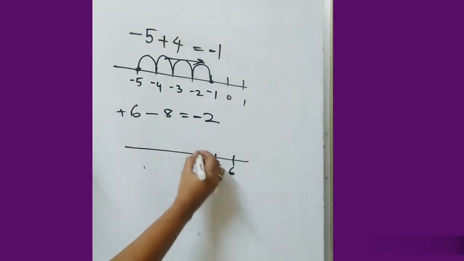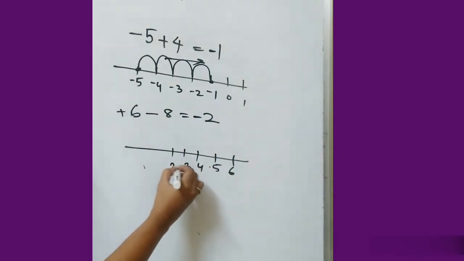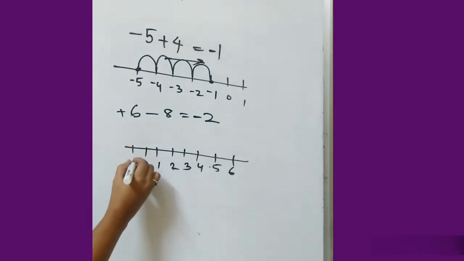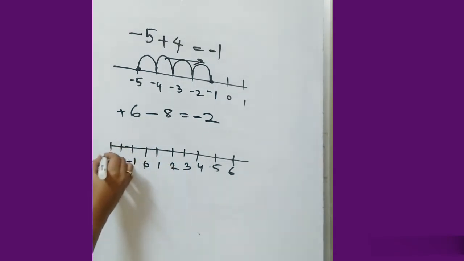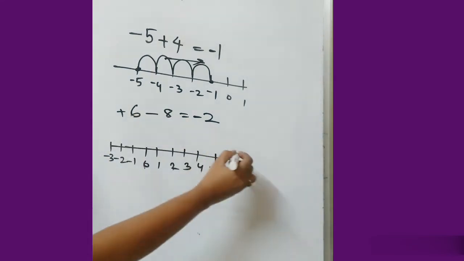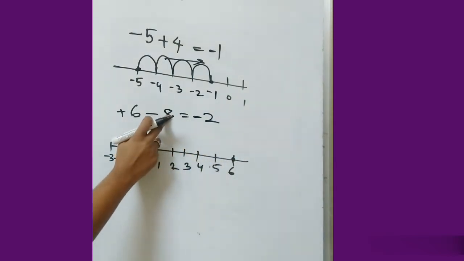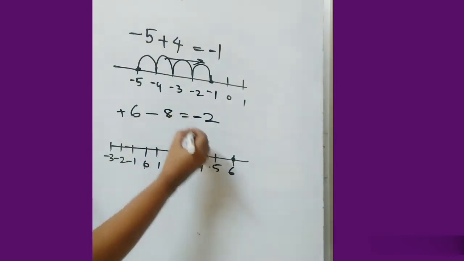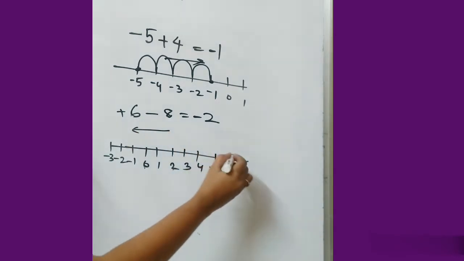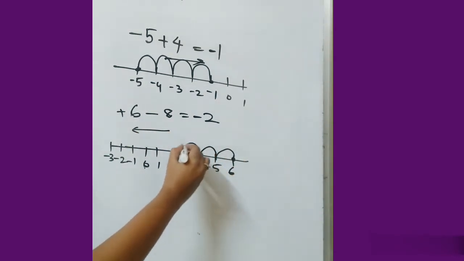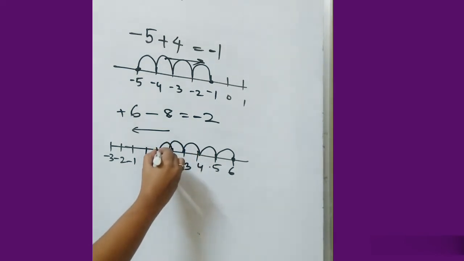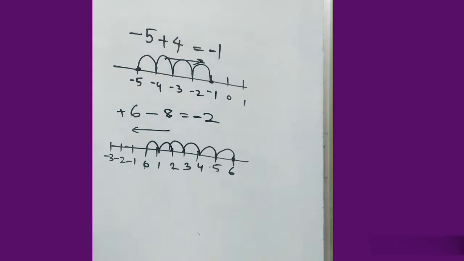Now I will represent this on the number line. 6, 5, 4, 3, 2, 1, 0, minus 1, minus 2, minus 3. I am standing on 6. How many do we have to subtract? Minus 8. And when it is minus, we move towards the left, because it's decreasing. 1, 2, 3, 4, 5, 6, 7, 8. Where did we reach? Minus 2. So I wrote the answer minus 2. This is the way you have to do it, student.